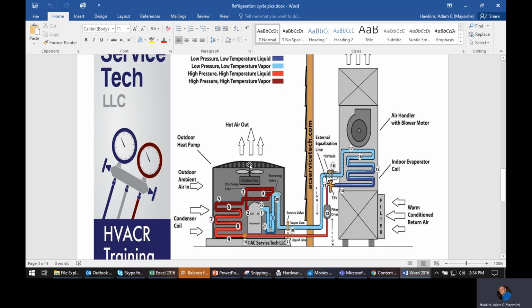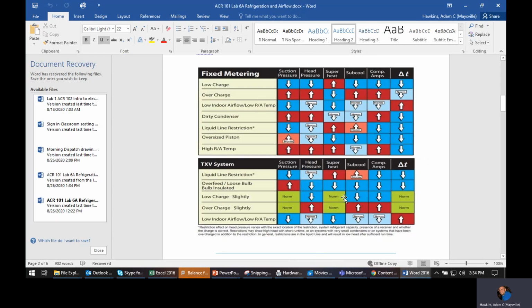Actually, it's going to affect both. It's going to affect the compressor's ability to remove heat, or the condenser's ability, sorry, to remove heat. So let's go over here to our, let's see. All right, let's look at this. So look at dirty condenser.